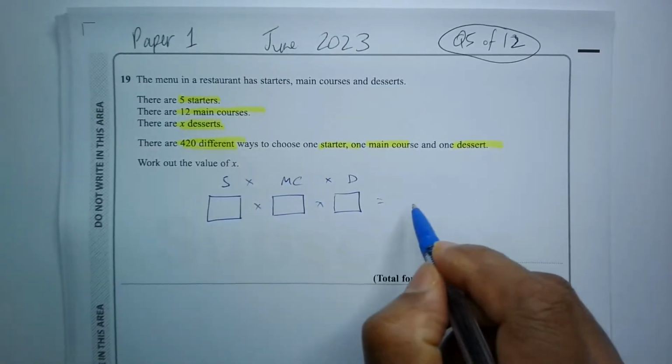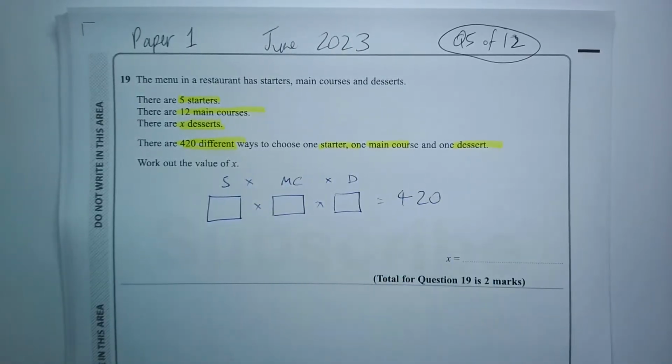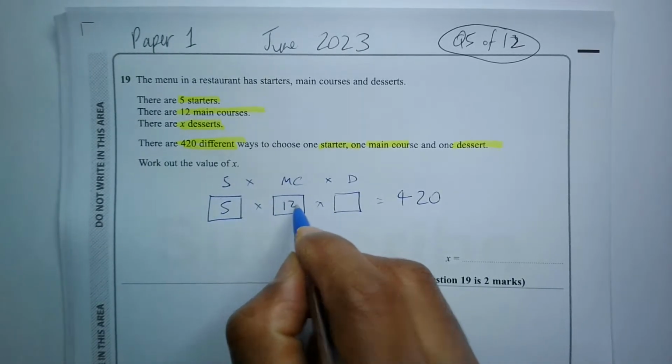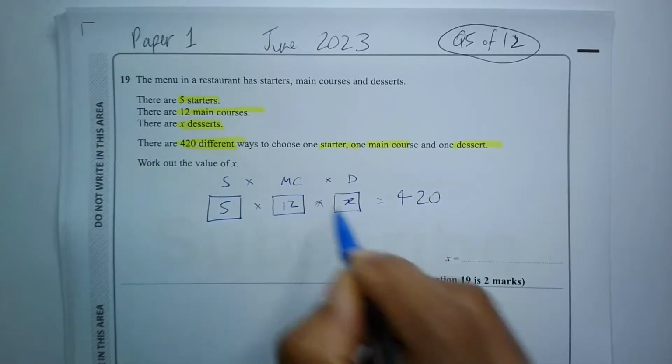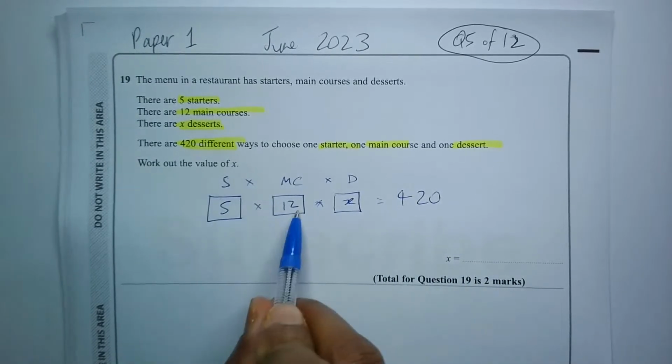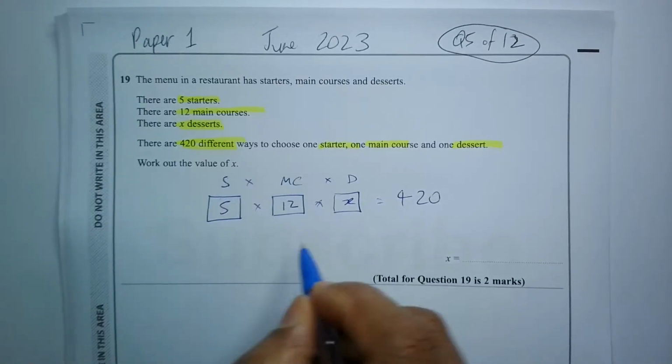And that equals 420. And so how do we work this out? How many starters do we have? 5. Main course is 12. Dessert is X, and so we have to work that out. So now I can do 5 times 12. That gives me 60.